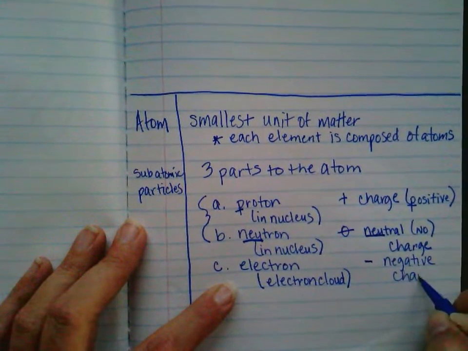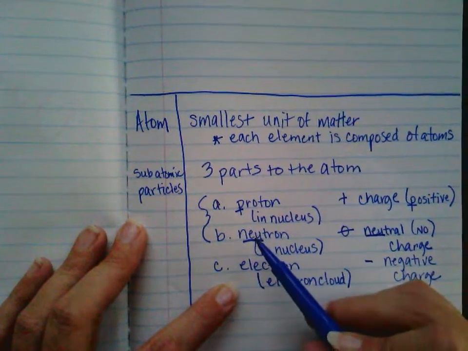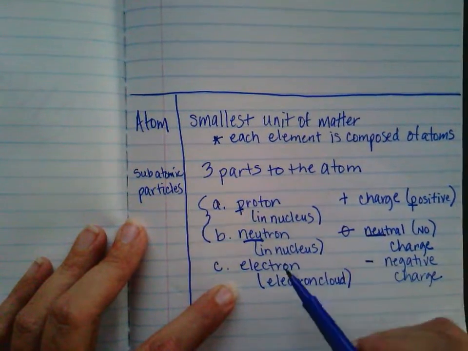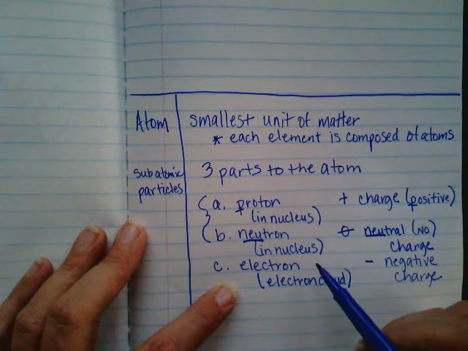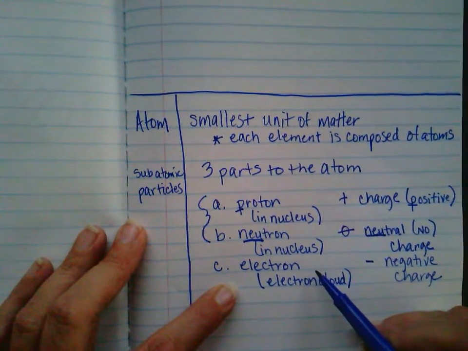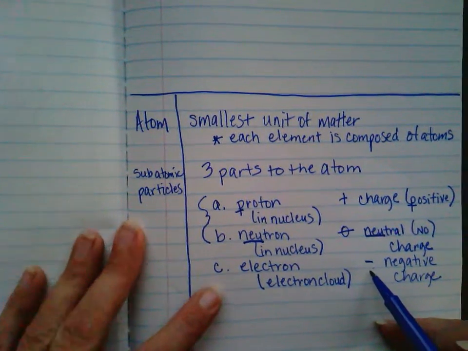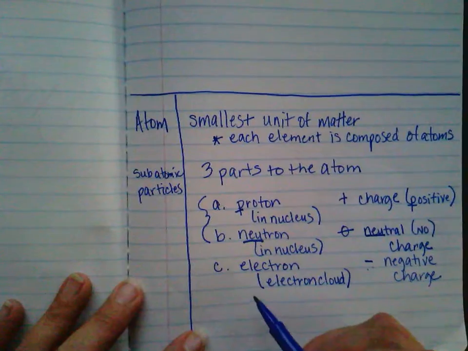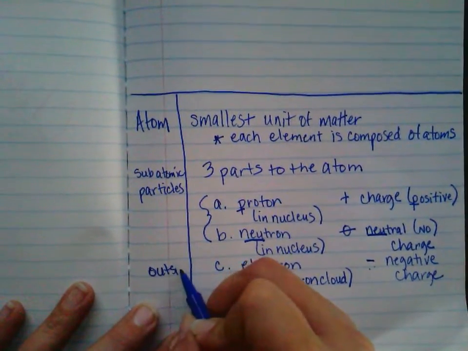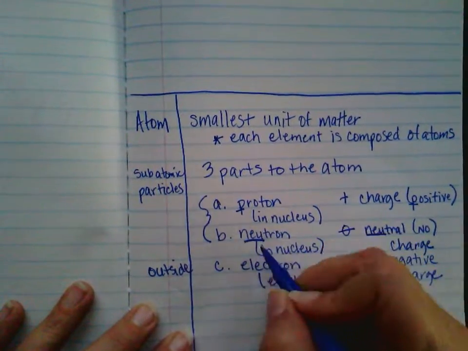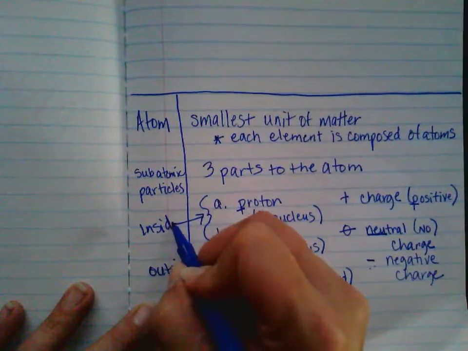And there's no easy way to kind of rhyme that together. You just remember that neutrons are neutral, protons are positive. They are found on the inside. The one that's found on the outside is exactly the opposite. It is the negative charge. Okay? And so electrons are on the outside of the atom, and protons and neutrons are on the inside of the atom. Okay?